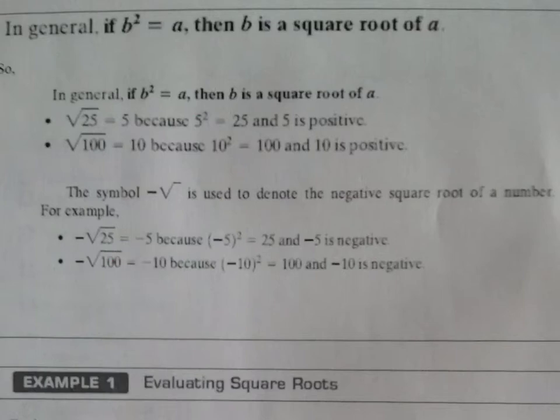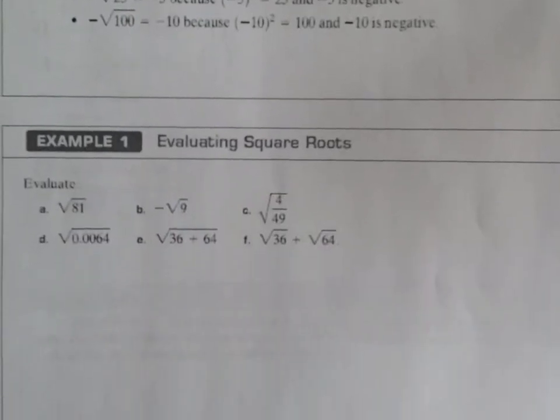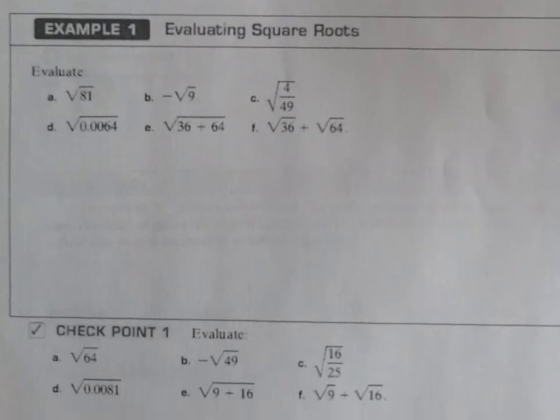Now let's do our first example. Example 1. It says evaluate the square root of 81. Well, what you're thinking of is what number times itself would make 81. And most of you understand square roots and know this. 9 times 9 makes 81, so that means 9 squared is 81, which really makes the square root of 81 9. And that's because 9 squared is 81.